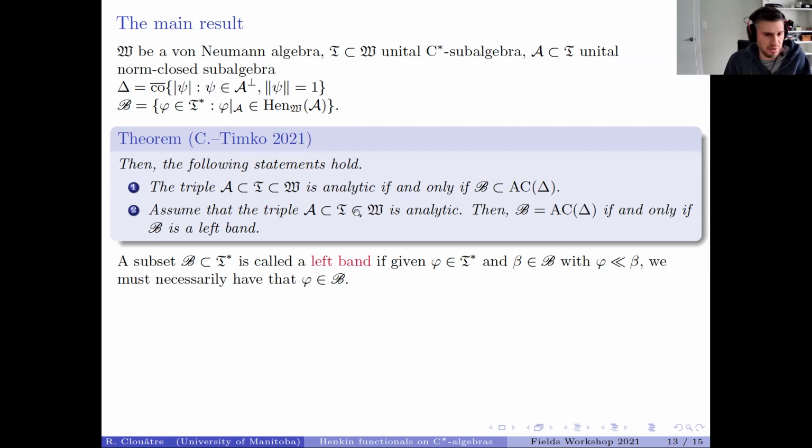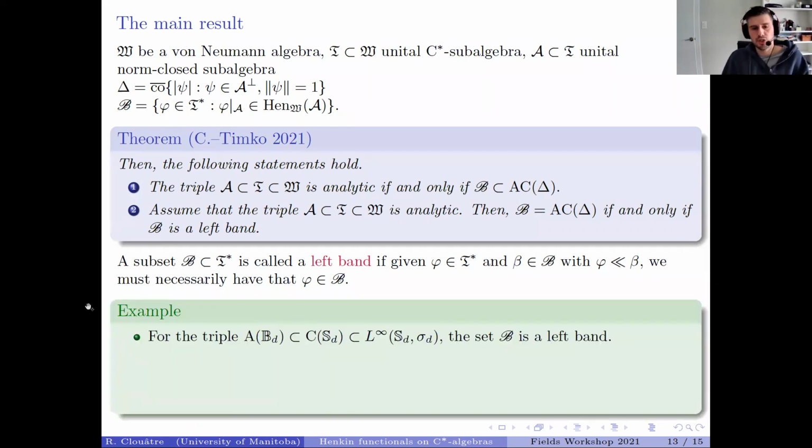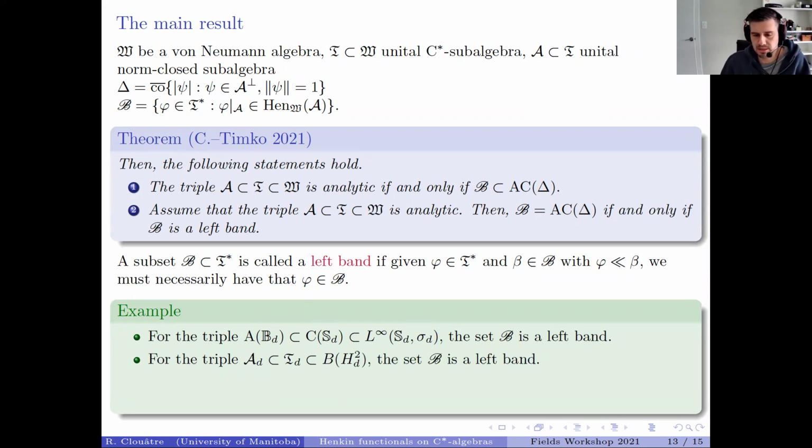So it seems that we've achieved our goal, provided that we can make sense of what this condition is. When do you have a left band? So let me go back to these three concrete examples I've been discussing and analyze this condition in that setting. So for the classical measure theoretic triple, the set B indeed is a left band. Okay, so this is simply a reformulation of Henkin's classical theorem. All right. For the Drury-Arveson triple, you also have a left band. Something that's not trivial, but it can be verified.